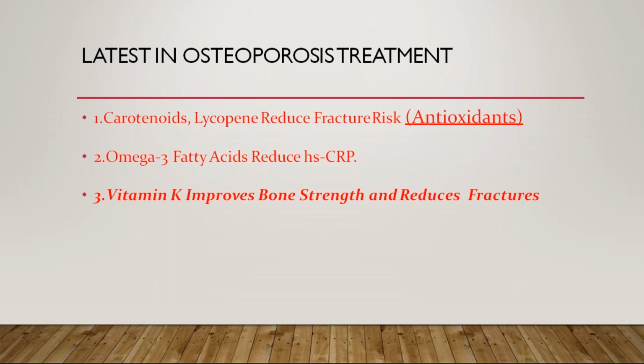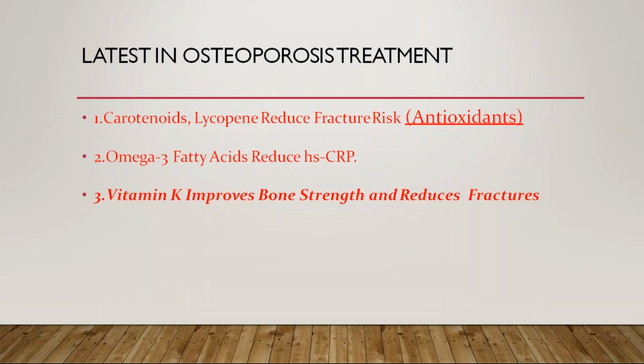What are the latest treatments in osteoporosis? Carotenoids and lycopene reduce fractures; whatever antioxidants are now in the market. So many antioxidants are available, such as green tea. All these antioxidants decrease osteoporosis. And omega-3 fatty acids: foods which contain omega-3 fatty acids reduce high-sensitivity C-reactive protein. They will reduce that C-reactive protein, which helps prevent osteoporosis.